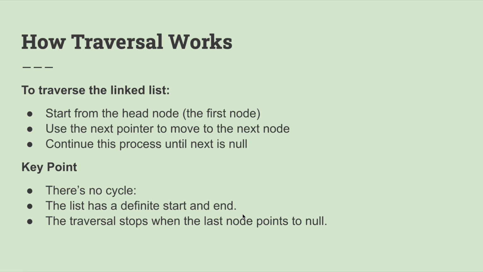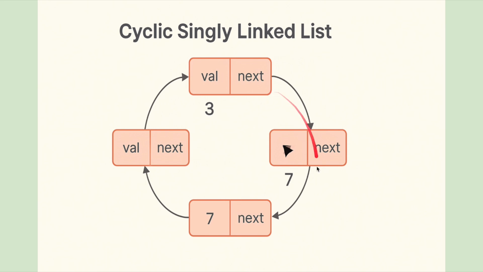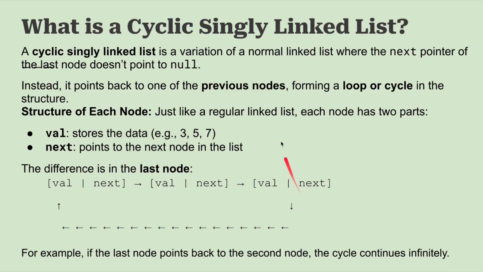The next one that we have is the cyclic linked list. As we said, there is no last node and each node is connected with the next node, so it forms a cycle. So what is a cyclic linked list? A cyclic linked list is a variation of a normal linked list where the next pointer of the last node doesn't point to null. Instead, it points back to one of the previous nodes, which forms a loop or cycle in the structure. The structure of each node still has the val and next, as we said earlier. Similarly, the next will point to the next one like this, and it may go back to the first node.